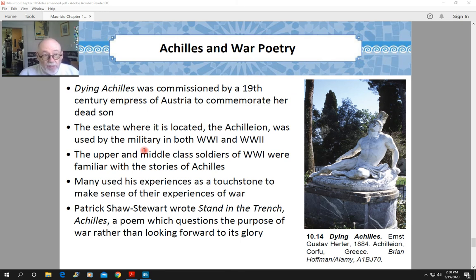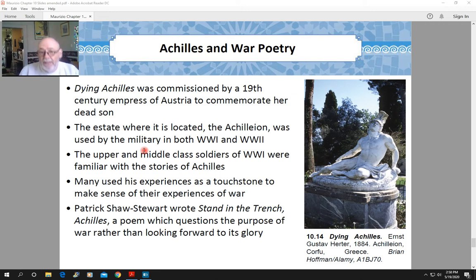It was set up actually by the Empress of Austria to commemorate her dead son. So she basically, I guess her son loved the Iliad or something, and she decides to build this little shrine to Achilles on the island of Corfu. And there's this statue here of the dying Achilles, wounded, and it looks like he's pointing to his ankle.